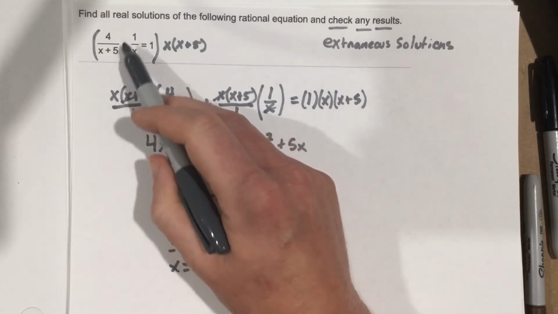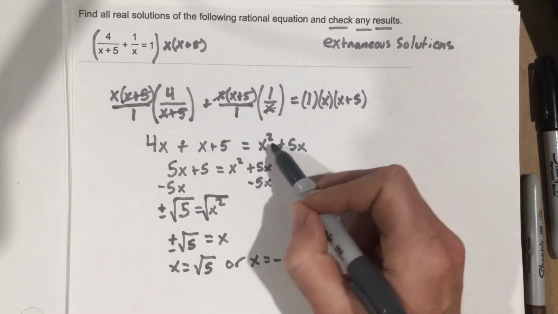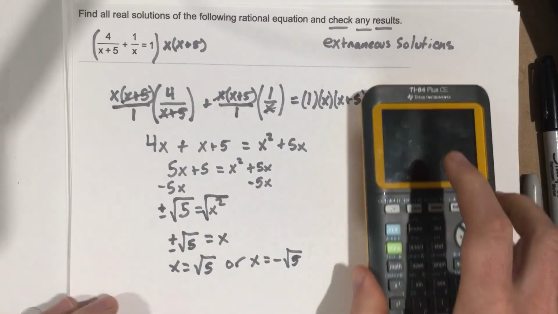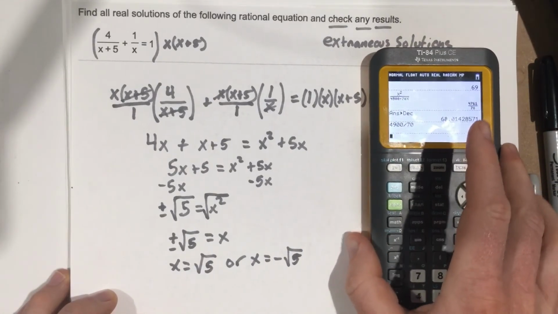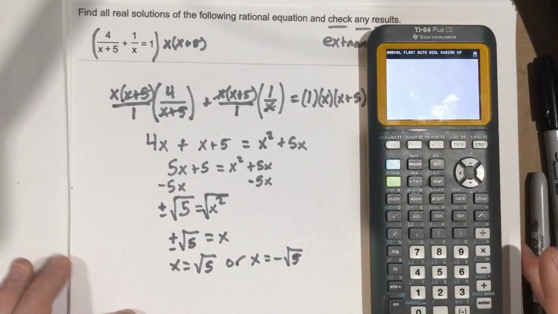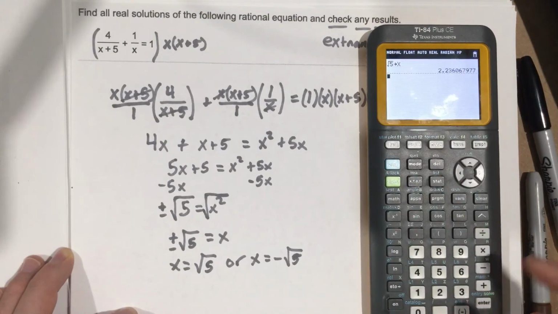Anytime that I didn't have a quadratic to start with, but I start multiplying stuff and I end up with one, usually that's a sign that we could possibly have an extraneous solution. So let's easily type this in using the calculator. If you have a TI-84, it makes it slick and easy to do this. So I'm going to take root 5, and I'm going to store it as x. And then I'm going to type in this entire equation.